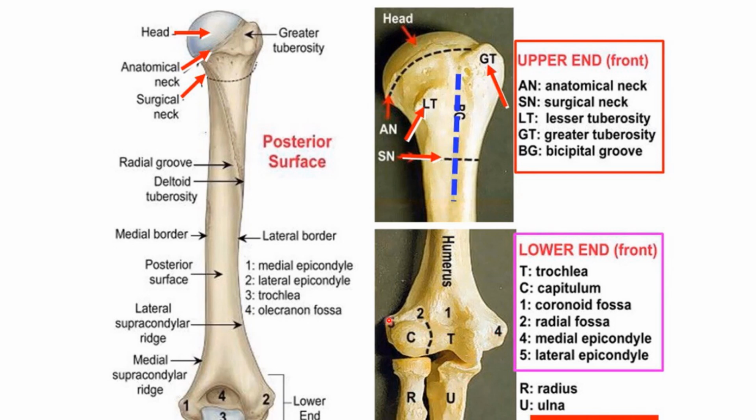We said that it has three fossae. This is the coronoid fossa, and this is the radial fossa, and posteriorly, on the posterior surface of the humerus, this will be the olecranon fossa. Now there's a spiral groove, or radial groove, here. It's called the radial groove because it is related to the radial nerve. And you can see a deltoid tuberosity here, which provides attachment for the deltoid muscle.